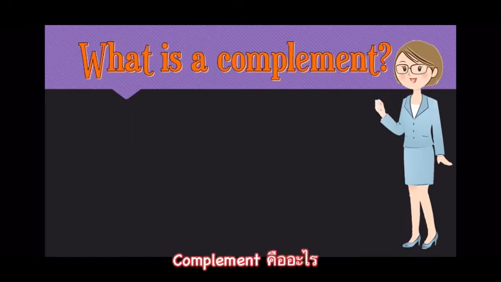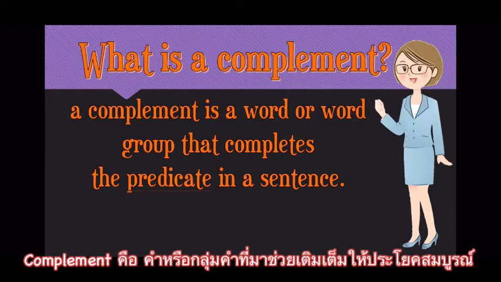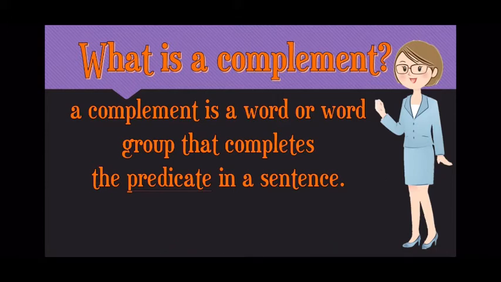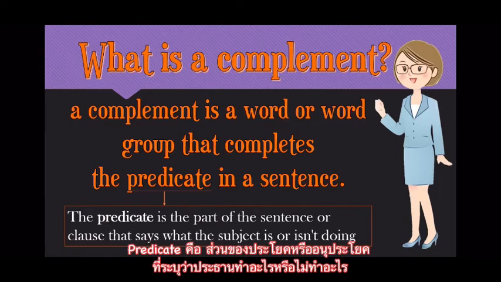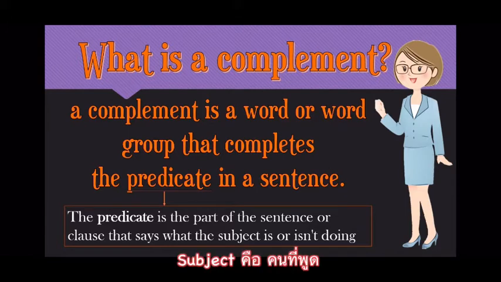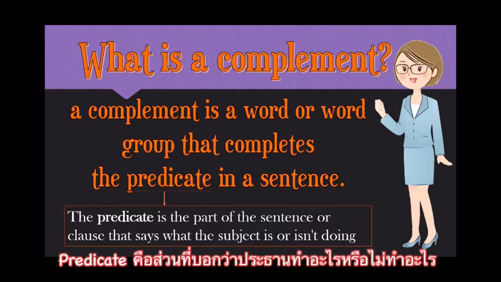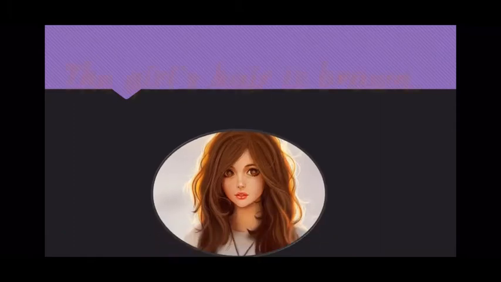Now we have complements. What is a complement? A complement is a word or group of words that completes the predicate in a sentence. Now, the sentence is divided into two parts. We have the subject and the predicate. The subject is who we are talking about, and the predicate is the part of the sentence or clause that says what the subject is or isn't doing. Okay, so the subject and the predicate. The subject is who we are talking about, and the predicate will tell us what the subject is doing or not doing.